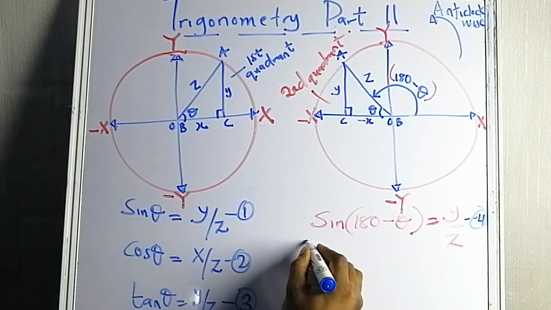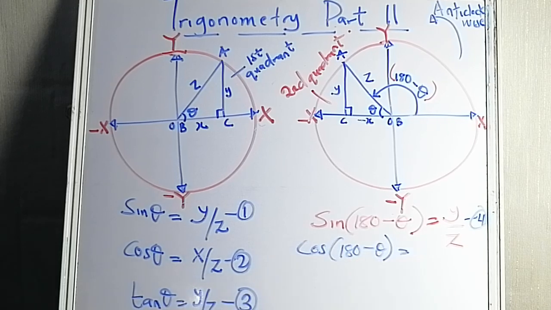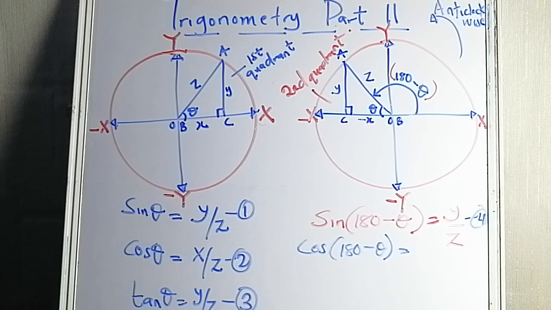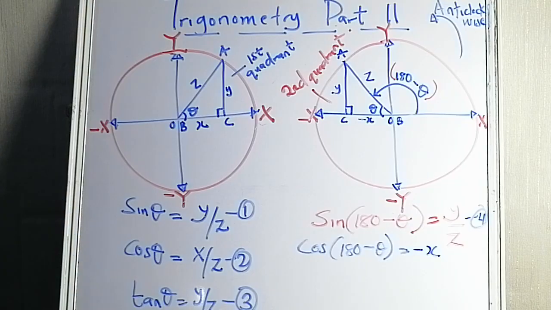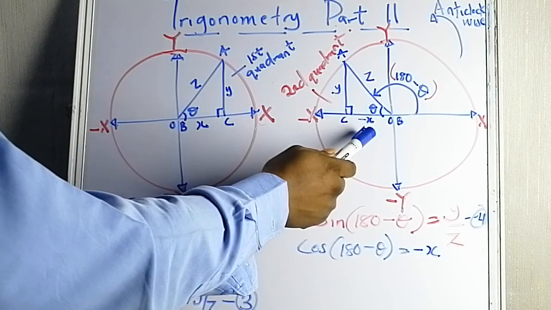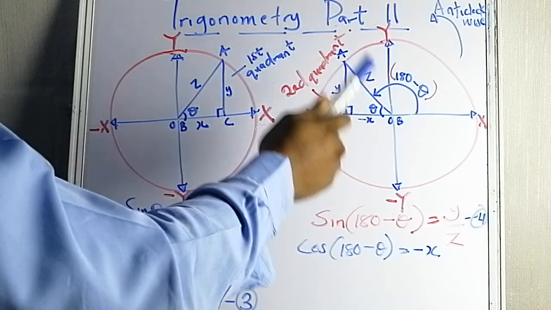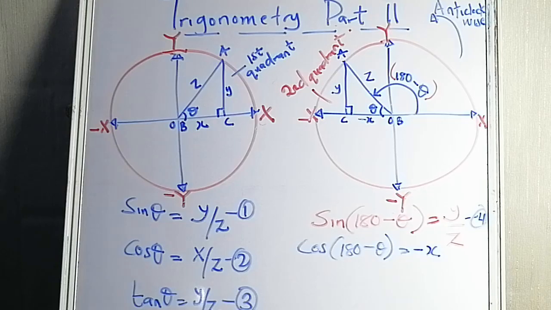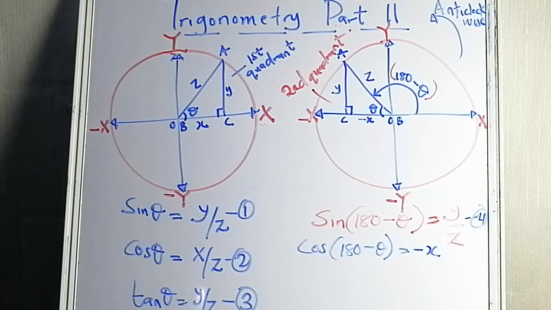Then we can also get our cos 180 minus theta. Our cos will now be minus x. Don't forget, this is opposite, this is adjacent, this is hypotenuse. So the side facing the right angle is hypotenuse, the side facing the angle is opposite. And you have your adjacent to be minus x. That is the target. Where is it located? Is my x under negative?